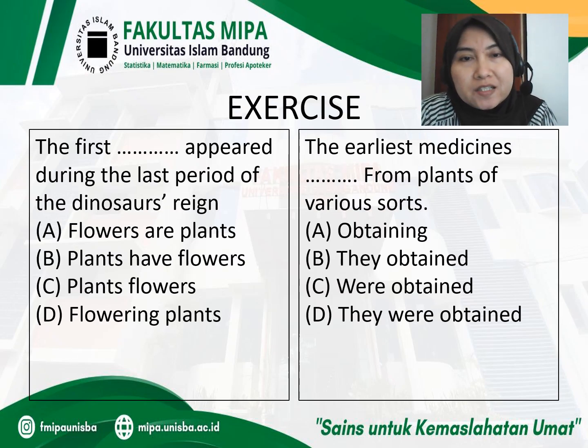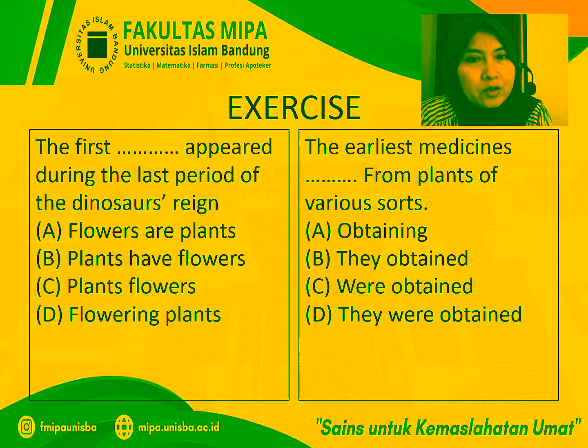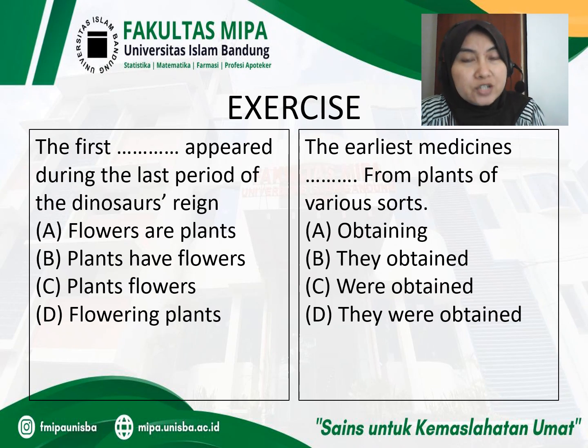Now let's practice strategy 3: present participle, especially how the -ing form can function as an adjective or part of a verb phrase. Look at the first question. The first blah blah blah appeared during the last period of the dinosaurs' reign. First, you have to find the main verb. The verb in the question is "appeared."